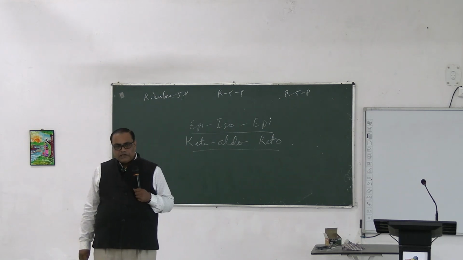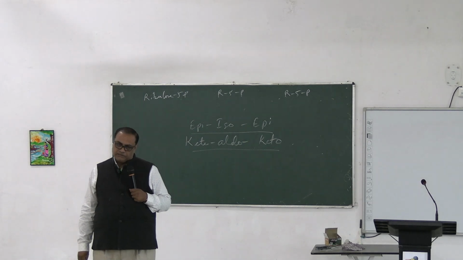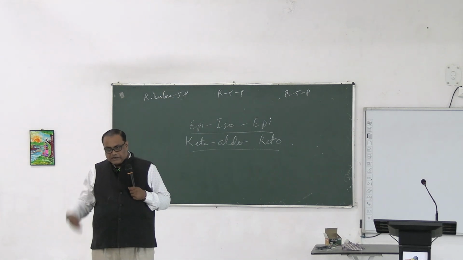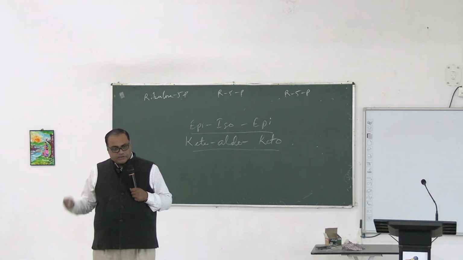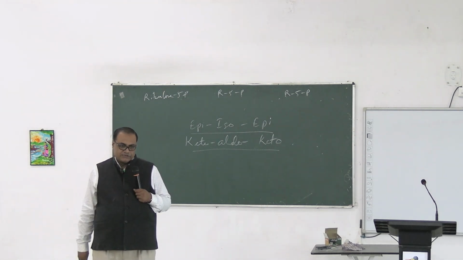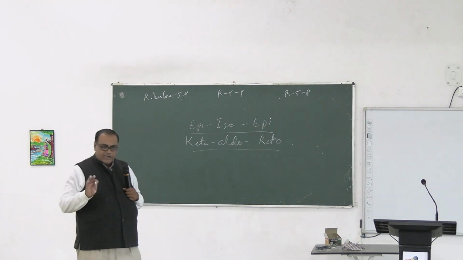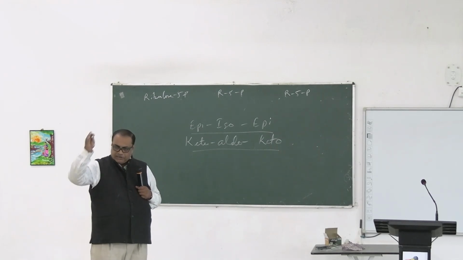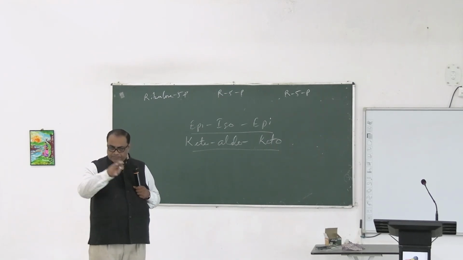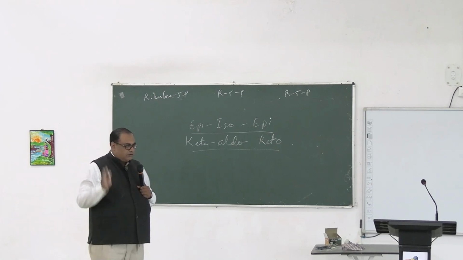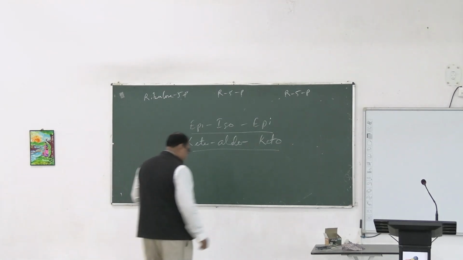What is that? Epimerase, isomerase, epimerase. This is one reaction. The next three reactions are the same: transketolase, transaldolase, transketolase. So AP, iso, AP, keto, aldo, keto.